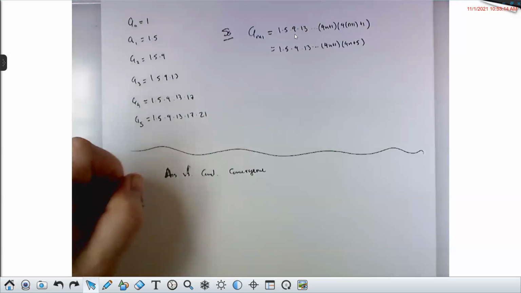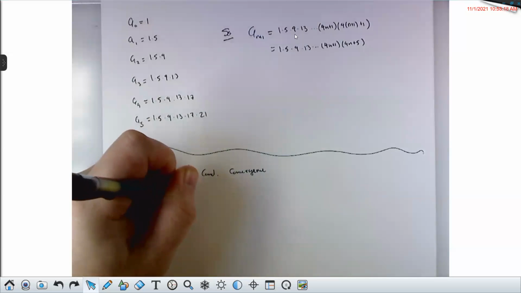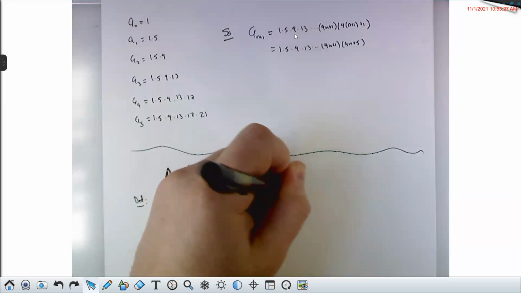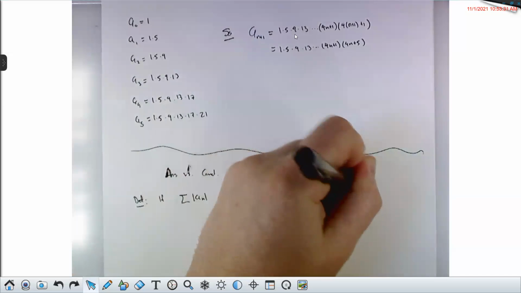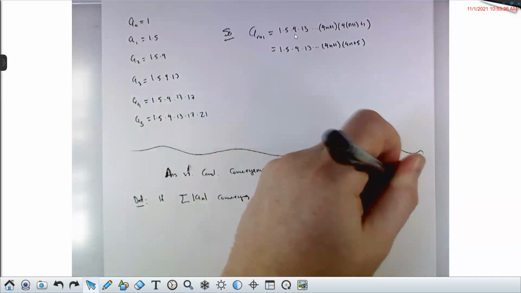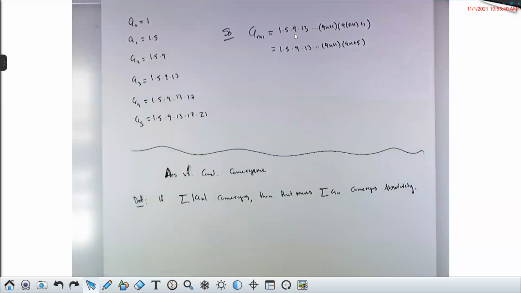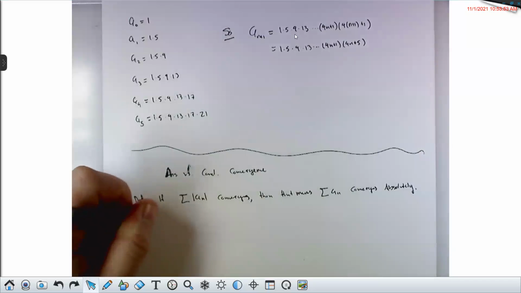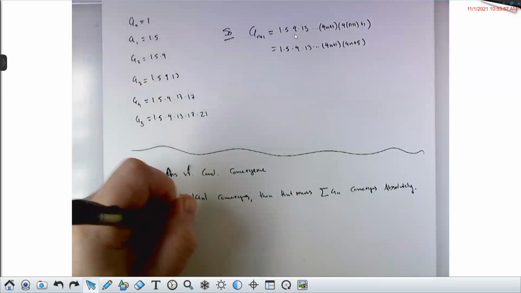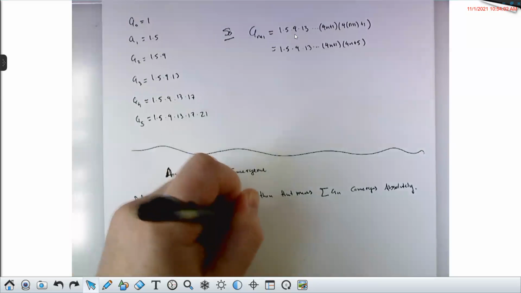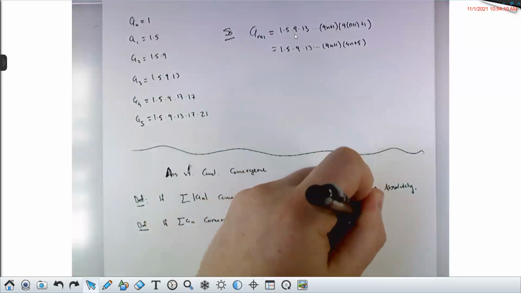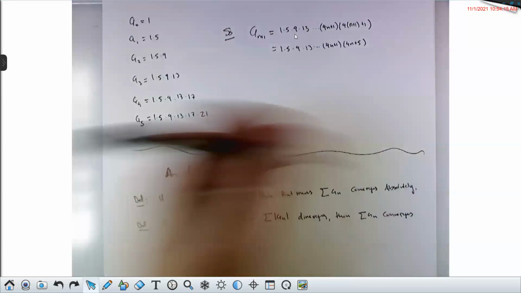Remember the definition. If sigma absolute value of an converges, then that means sigma an converges absolutely. That's the definition of absolute convergence, right? Your series converges absolutely if the new series you get by swapping an for its absolute value is itself convergent. And then if your series converges but does not converge absolutely, if sigma an converges, but sigma absolute value an diverges, then the original series, sigma an, converges conditionally.